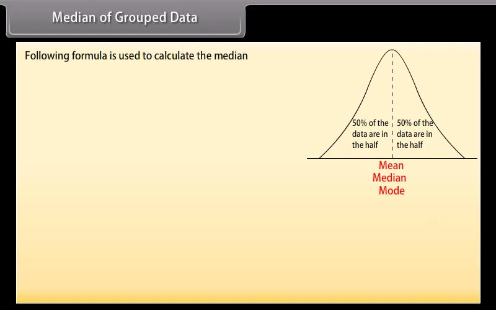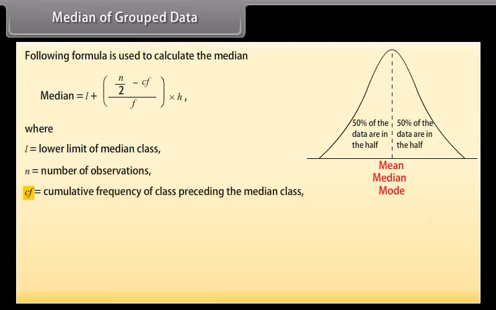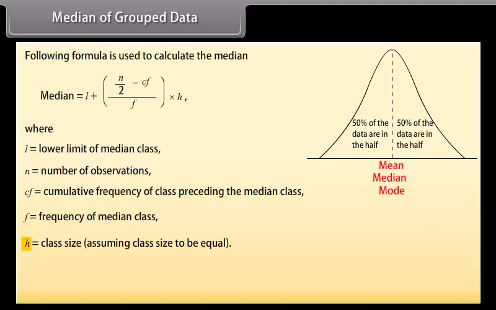The following formula is used to calculate the median: L plus ((n by 2 minus CF) divided by f) multiplied by h, where L is equal to lower limit of median class, n equals number of observations, CF equals cumulative frequency of class preceding the median class, f equals frequency of median class, h equals class size, assuming class size to be equal.